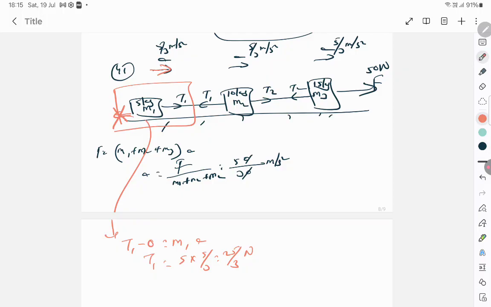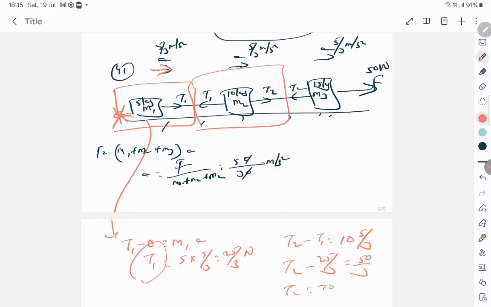Let's take the next free body diagram here. We can write T2 minus T1 is equal to M2 into A, which is 10 into 5 by 3. You already know T1 is 25 by 3, so T2 minus 25 by 3 is equal to 50 by 3. T2 therefore is 75 by 3, which is 25 Newton.